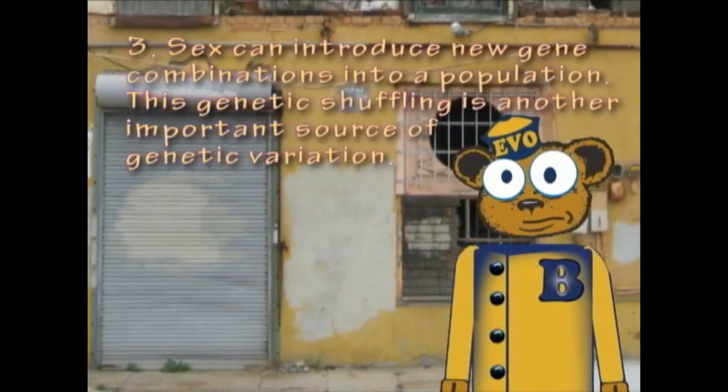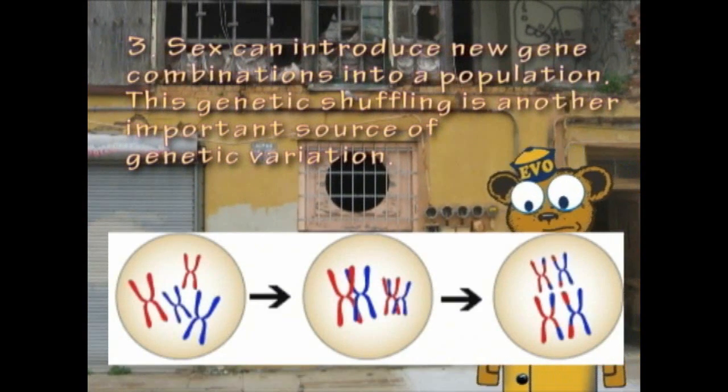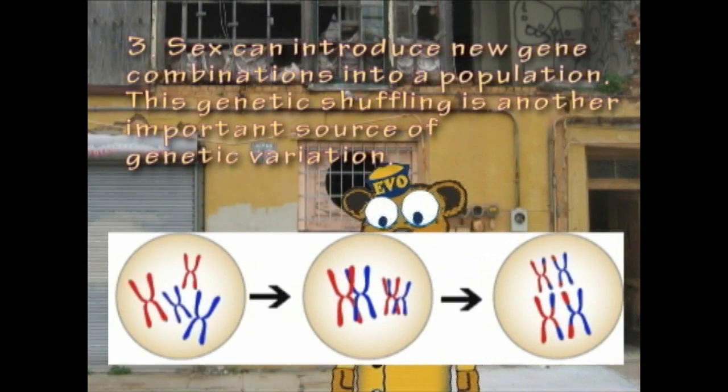3. Sex can introduce new gene combinations into a population. This genetic shuffling is another important source of genetic variation.